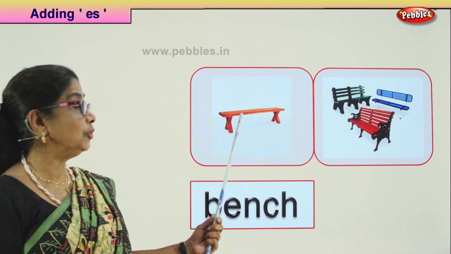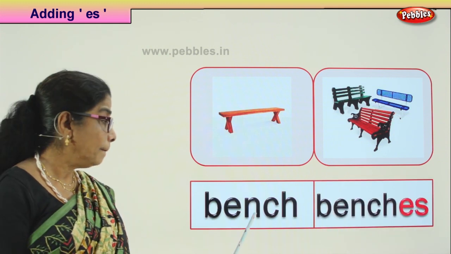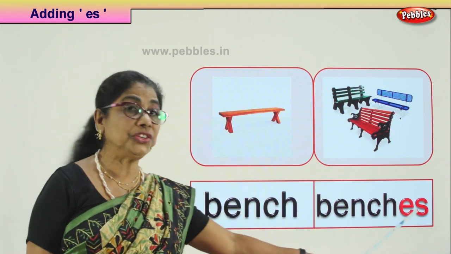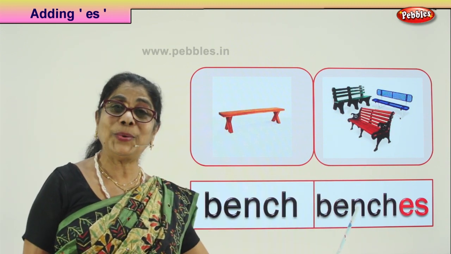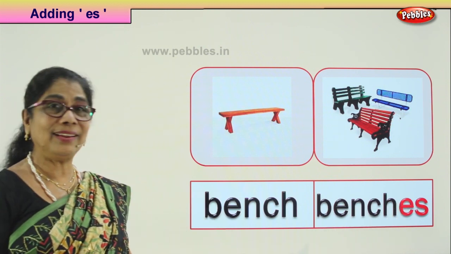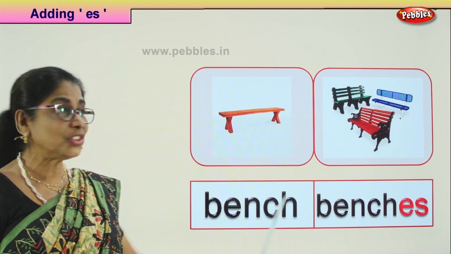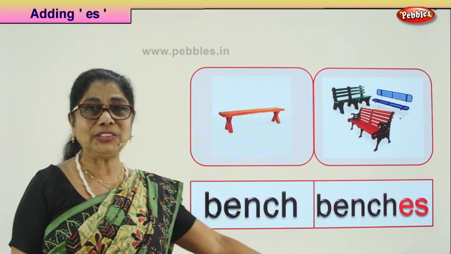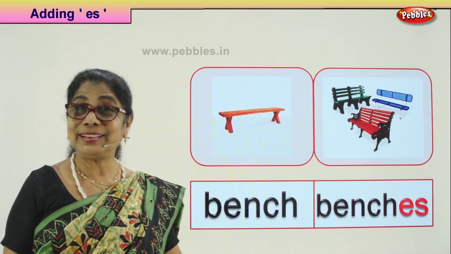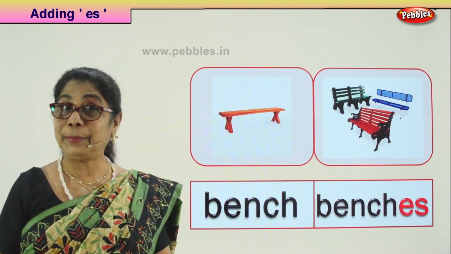You might find benches. One bench, 3 benches. To form the plural noun, we add es to the singular noun. One bench, 3 benches. Something to sit on. Good. Shall we look at another picture?